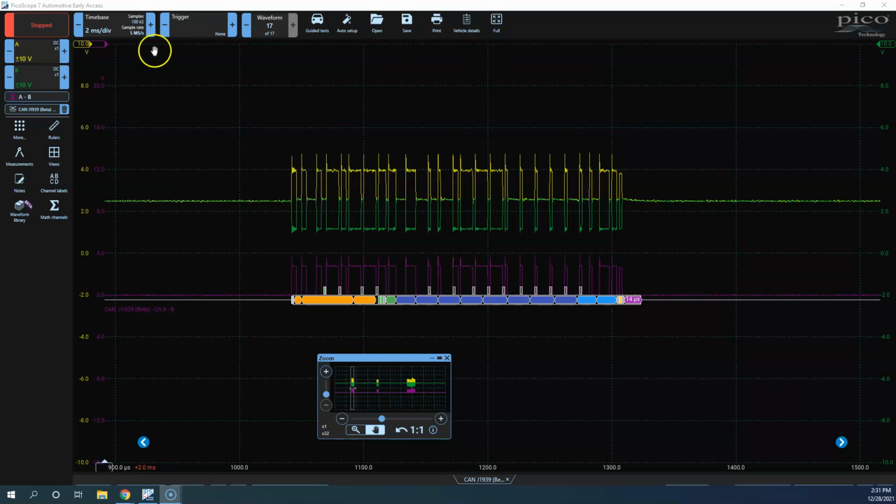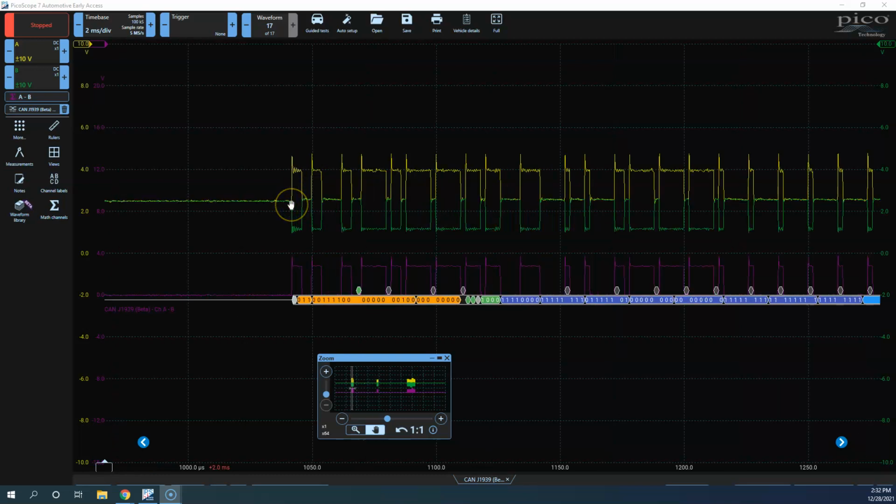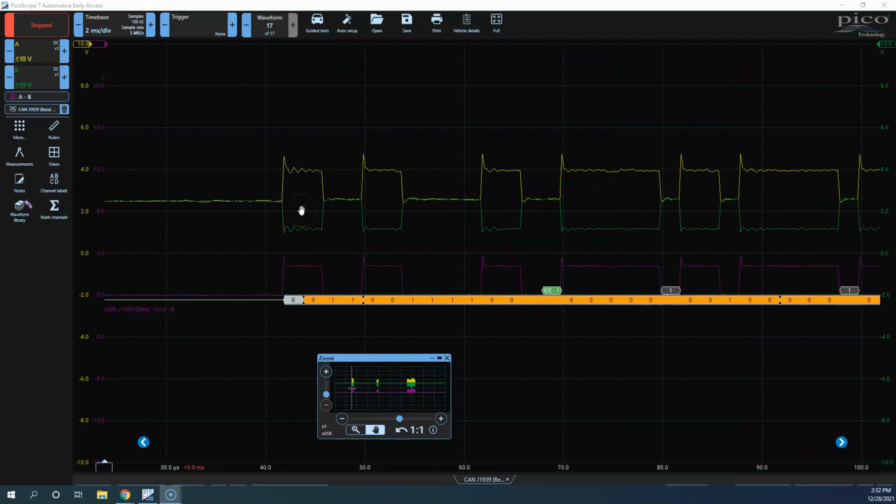So this was taken using an oscilloscope. In this case, it just happens to be a PicoScope. If I zoom in, I can see the individual bits, if you would. I can see the dominant and the recessive state, which we talked about in the last video a little bit. So the dominant state, as I indicated, this is where it gets fun. This is where it gets a little confusing.